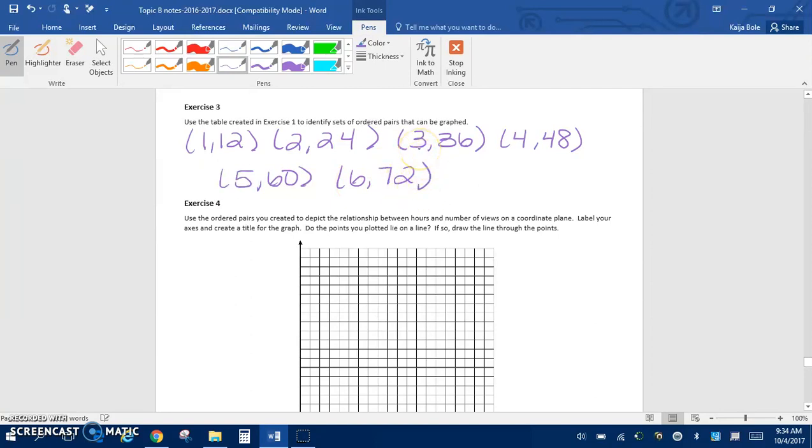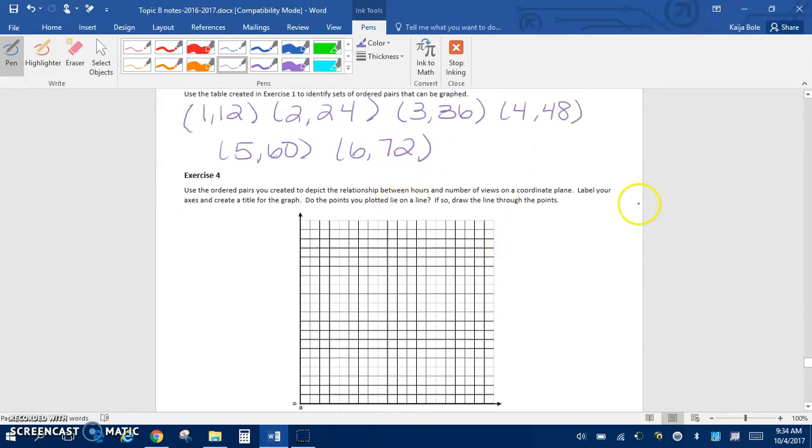Alright, so here we have all of our ordered pairs. We've got (1, 12), (2, 24), (3, 36), (4, 48), (5, 60), and (6, 72). Remember, you need those parentheses on the outside. Now we're going to use these for exercise 4, which is to use them to depict the relationship between hours and number of views on the coordinate plane. Remember to label the axes and create a title.